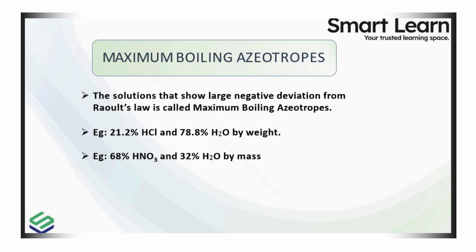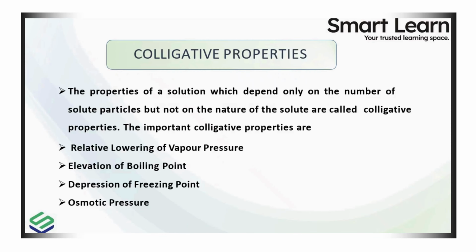A maximum boiling azeotrope shows negative deviation. Example: HCl plus water mixture.